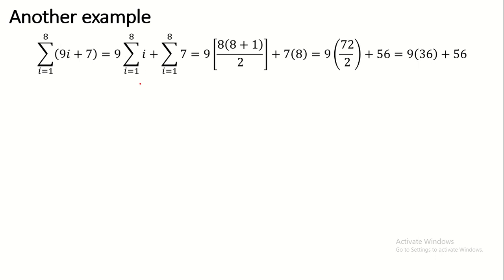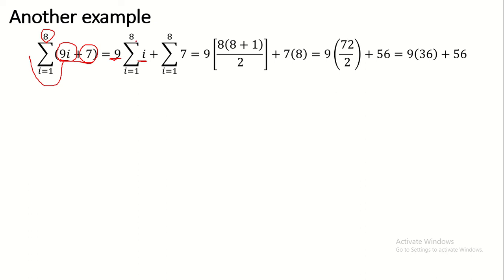Okay, so for the sake of practice, let's have another example. Say if we have the summation of the quantity 9i plus 7 from i is equal to 1 up to 8. So, ang gagawin natin ay isa-separate ulit natin into two different sums. So, for this 9i, we're going to move 9 in front. So, that's why we have 9 here. Para ang matira dito ay i. So, we can apply the formula in finding the sum of positive integers. And then, dito naman, sa pangalawang sum, we can apply the sum of a constant.